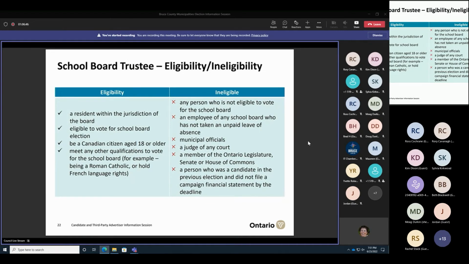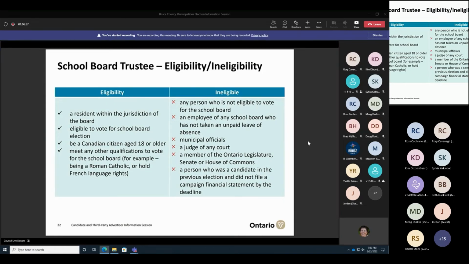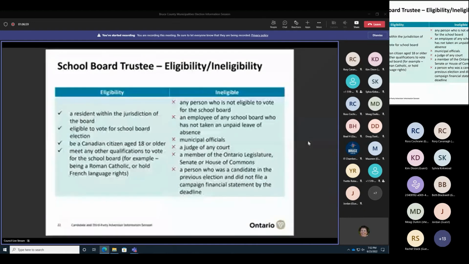The following people are disqualified from being elected as a school board trustee. Cannot be a clerk, deputy clerk, treasurer, or deputy treasurer of a municipality within the jurisdiction of the board. Any person not eligible to vote in the municipality, an employee of the school board, unless they take an unpaid leave of absence and resign if elected. Also, like the ineligibility for municipal office, a judge of any court, a member of the Legislative Assembly of Ontario, a senator, or a member of the House of Commons, an inmate of a penal or correctional institution under sentence of imprisonment. Now I'm going to hand it over to Carol to continue.